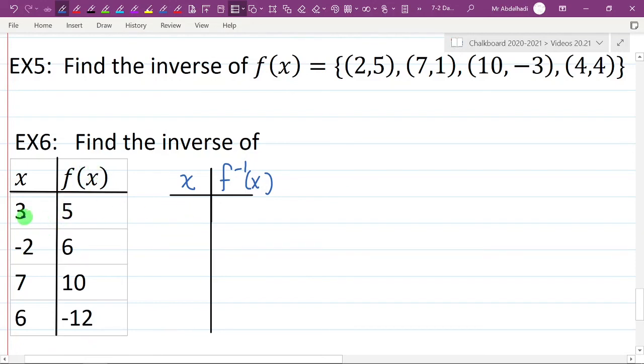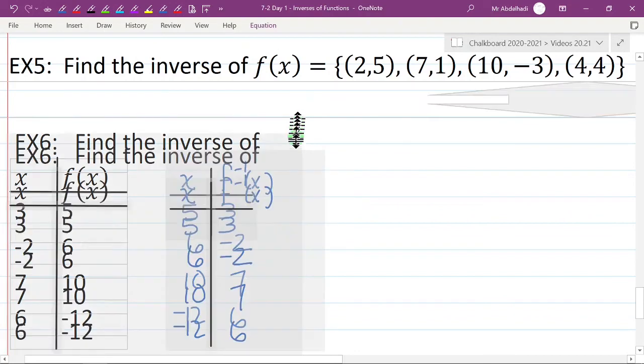So instead of 3 and then 5, it's going to be 5 and 3. Negative 2 and 6, 6 and negative 2. 7 and 10, 10 and 7. 12 and negative 12, negative 12 and 12. Literally just swapping the x's and y's and you're done. So any kindergarten student can do that. And it's something that doesn't require any thought.